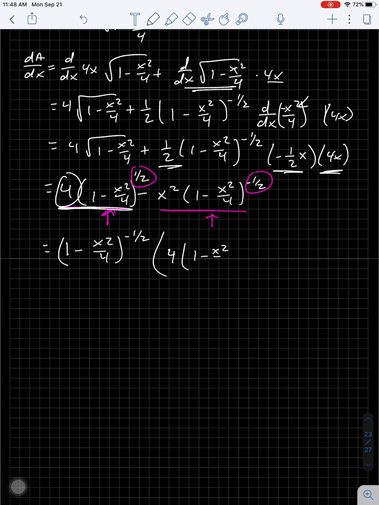What power of this do I want here so that it adds to negative 1/2 to give me positive 1/2? And the answer is 1. And it often works out that way. It will always be a whole number, and often it's 1. So again, 1 plus negative 1/2 is 1/2. I'm looking at multiplication in reverse to figure out what that power should be.